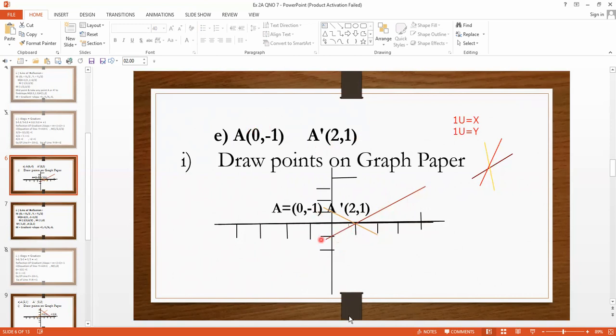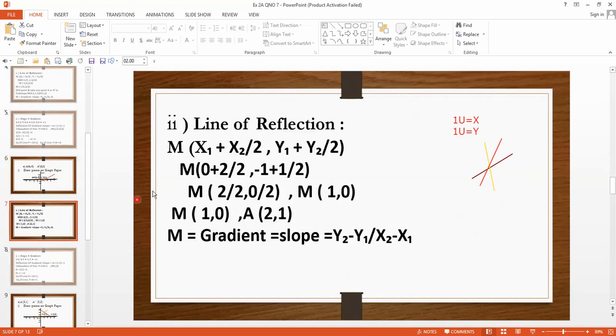Clear? And the second line is the line of reflection, which shows that these 2 points are equally distant. As you know, what is the meaning of reflection? Reflection means if you have any point, its reflection is at equal distance from the line of reflection. Clear? So we come to the procedure. Again, we use the same formula, (x1 plus x2) divided by 2, (y1 plus y2) divided by 2. Then after solving, I will get the midpoint. What is the midpoint? 1 and 0.